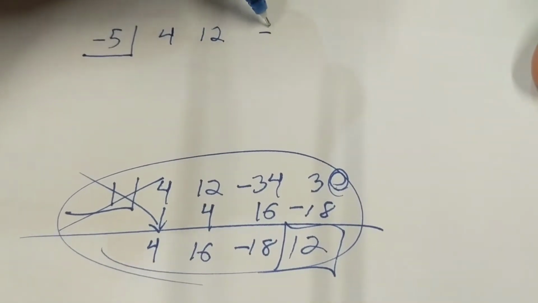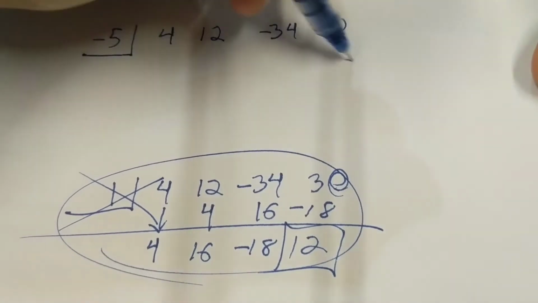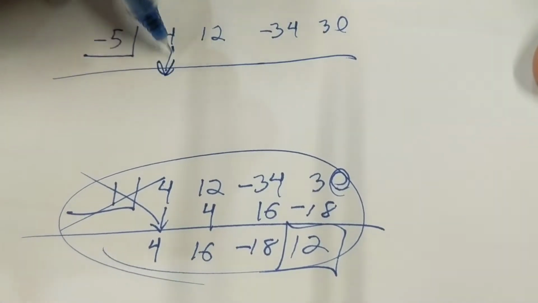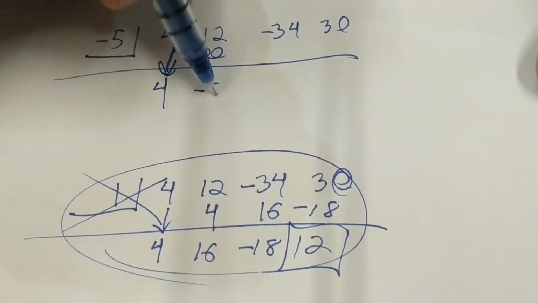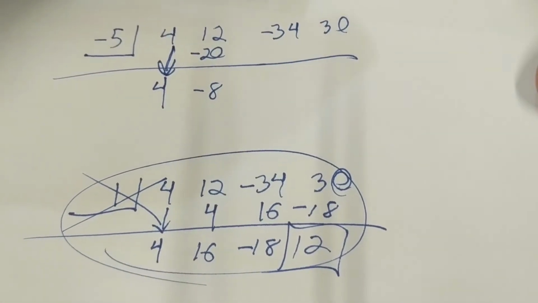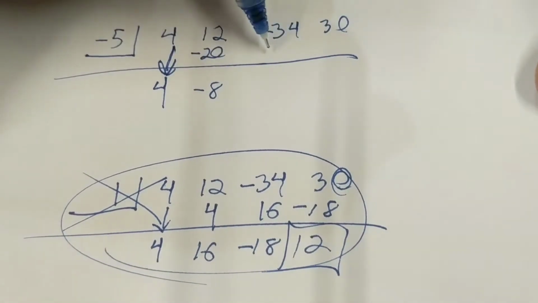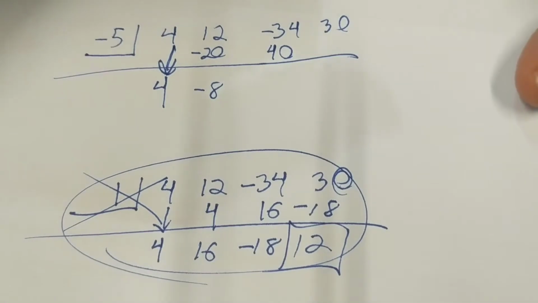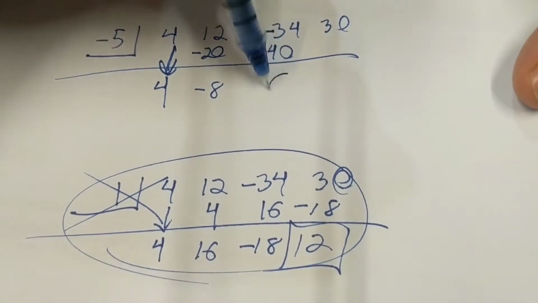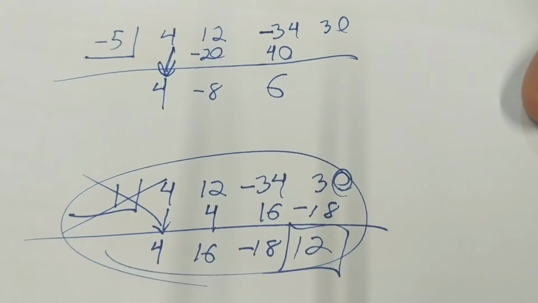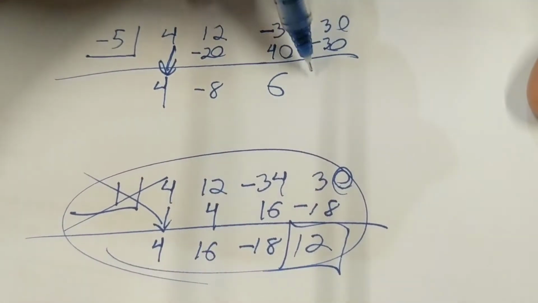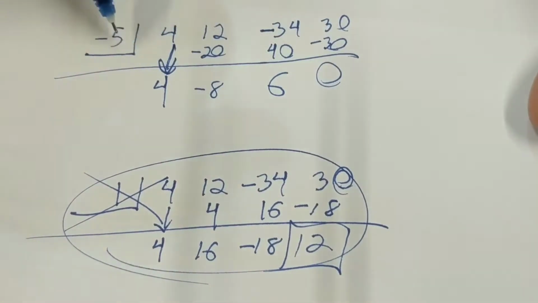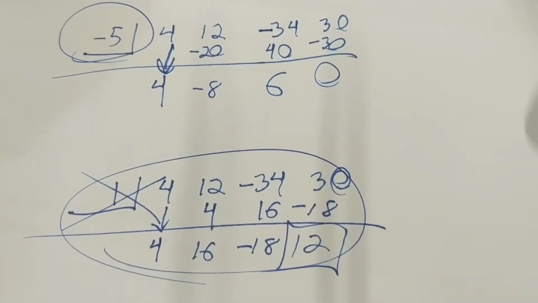So we have 4, 12, -34, +30. Let's try -5. Drop the 4. Then timesing that is -20, plus the 12 is -8. Timesing that by -5, that's double negative, so +40, and -34 and 40 makes a +6 if I add those together. Then -5 times 6 is -30. Indeed, it worked. We have a 0 remainder. This is beautiful. So -5 is one of our roots.